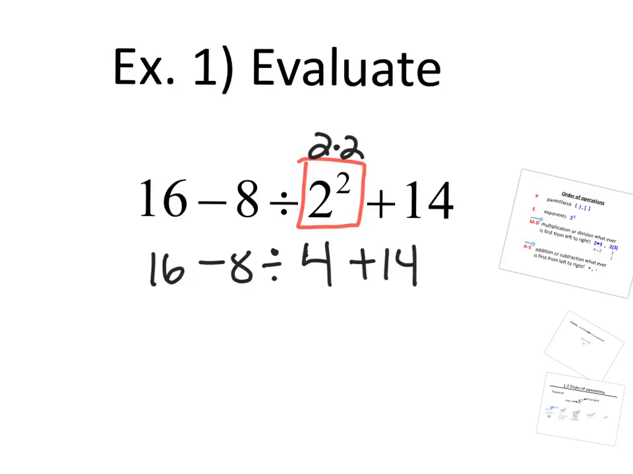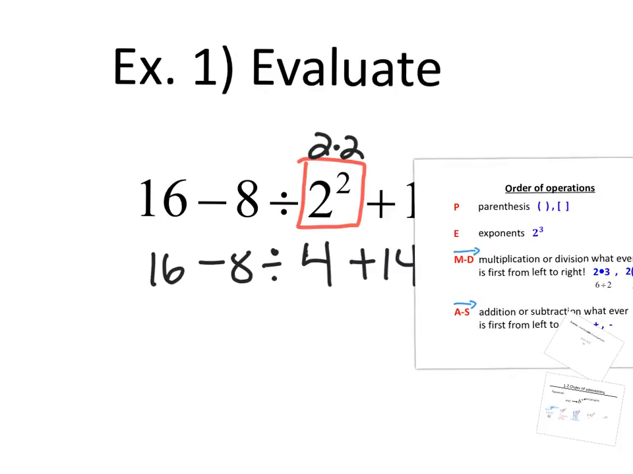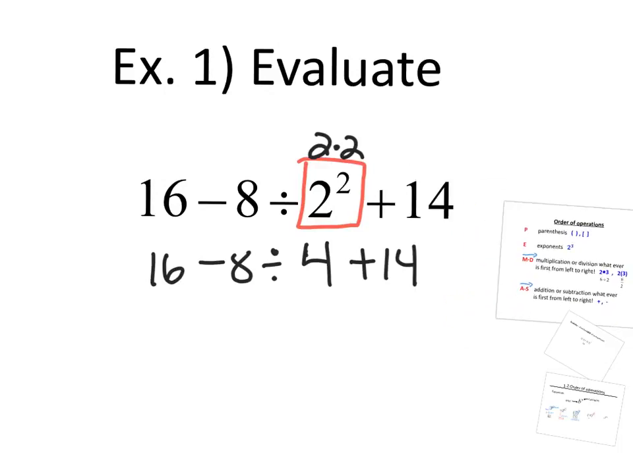Looking at PEMDAS one more time, you have addition and subtraction, and you have to multiply or divide before you add or subtract. We don't have multiplication, but we do have division. So I am going to put a box right here. 8 divided by 4. That's what we have to do first. You bring down the 16, the minus, 8 divided by 4 is 2, and plus 14.